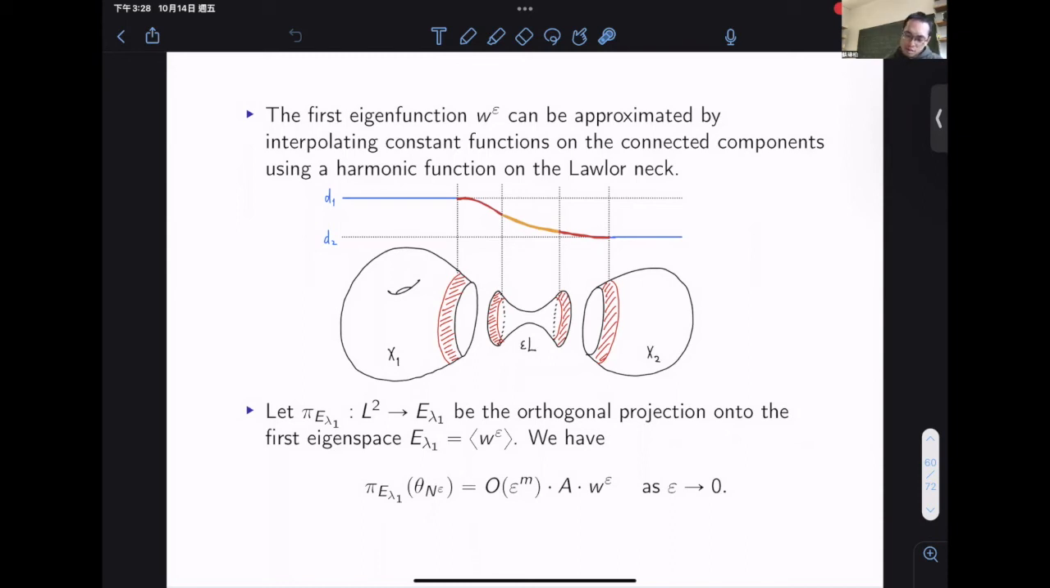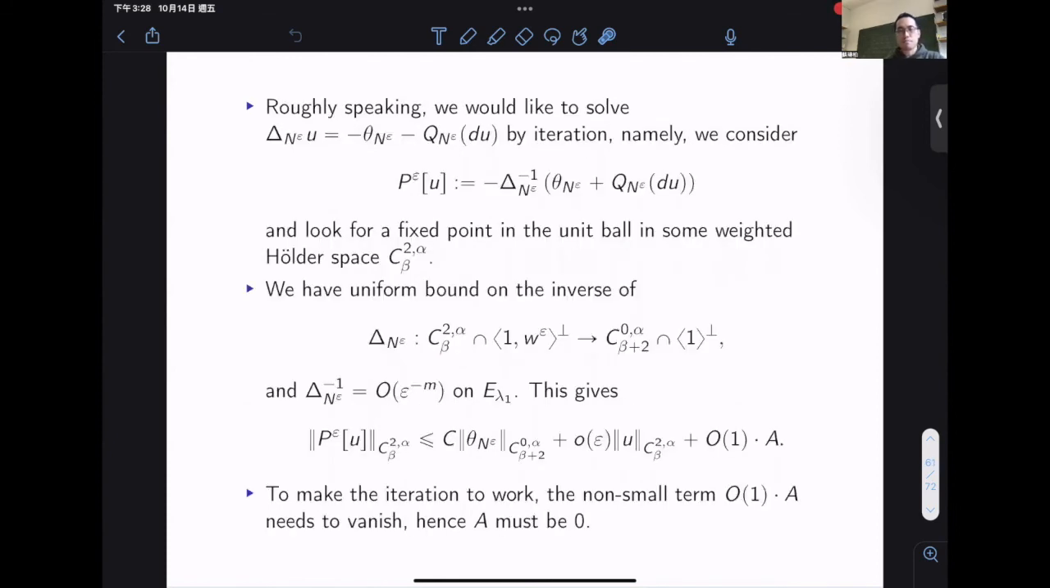Okay, so if we project the Lagrangian angle of N_epsilon onto the first eigenspace, then we will see that the coefficient will be given by some big O of epsilon to the m times the scale of the Lawlor neck A. We will see that this causes some trouble when we want to do the iteration.